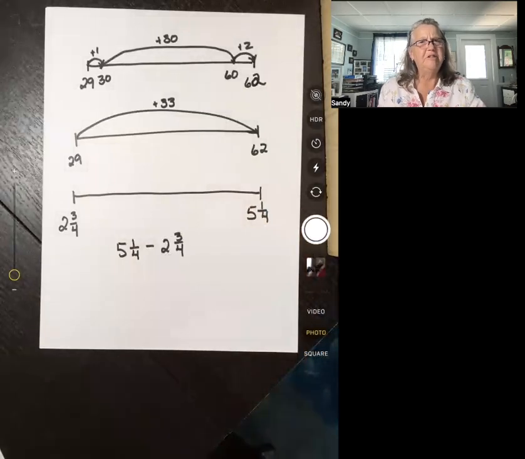I hope that's helped to give you some ideas of the subtraction strategies we're using in grade 2, why you might be seeing some of the materials and pictures that you're seeing.